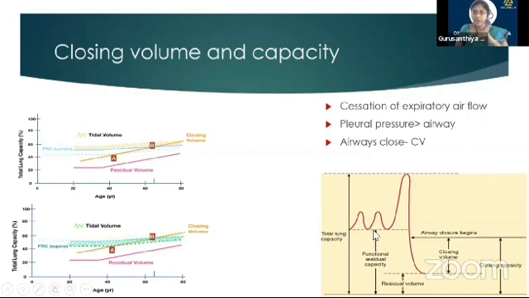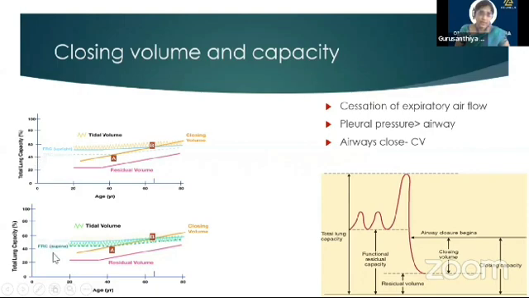As you can see in this graph, the FRC is actually above the closing volume, above the closing capacity. This is responsible for maintaining the normal oxygen saturation, and there is no physiological desaturation because of this. But when the age advances, these changes in the respiratory system happen.